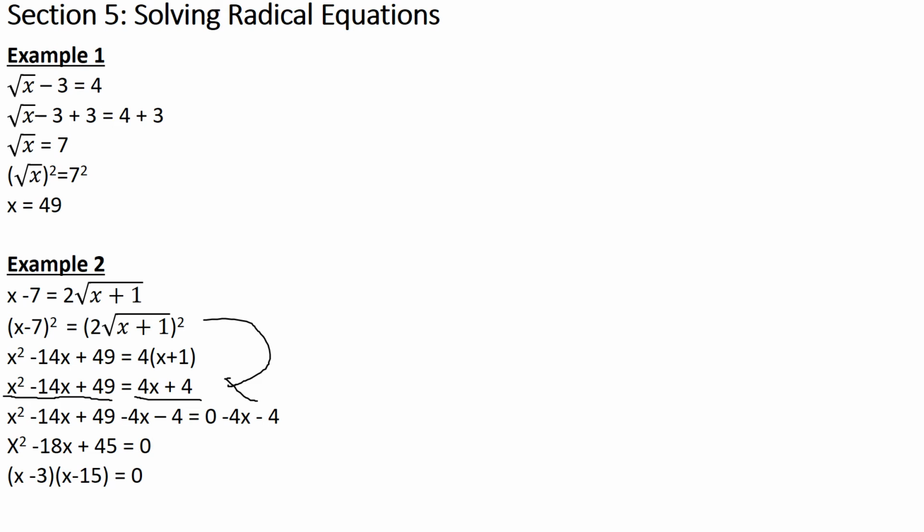I move that 4x from this side, and that leaves me minus 18x. And then I move that 4 from this side. Let me see here. I subtract 4. 4 from 49 is 45. So I'm left with x squared minus 18x plus 45 equals 0. Which, if you use the PQ method, is x minus 3 times x minus 15.